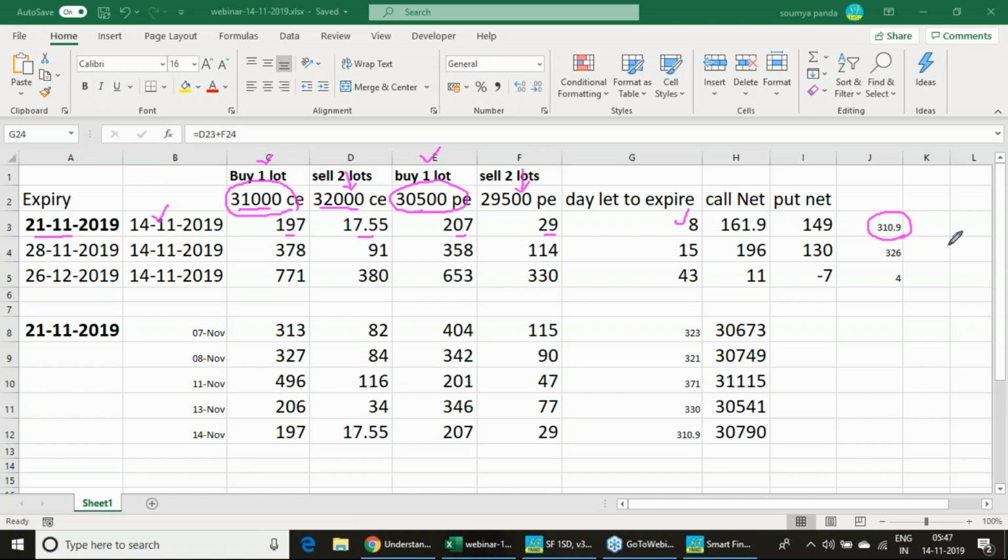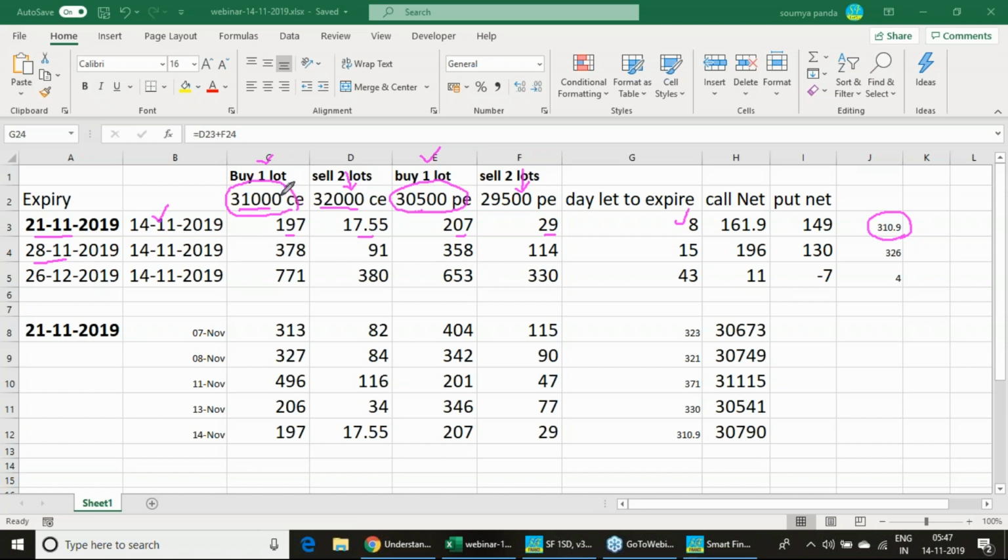Same strike, same style of trade, if I initiate in 28th of November expiry, very carefully listen to this. Three different expiries I have taken: 21st, 28th, and 26th. So these three expiries I am taking here.